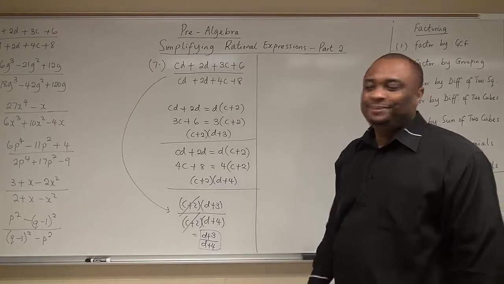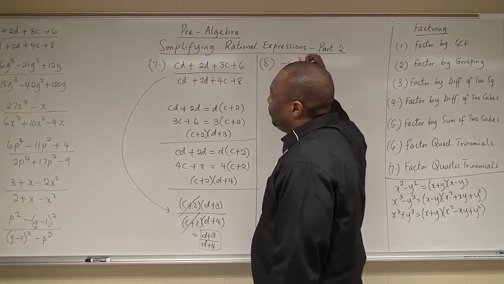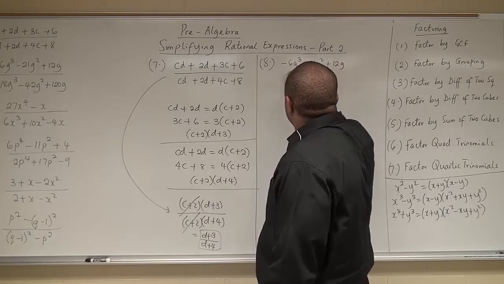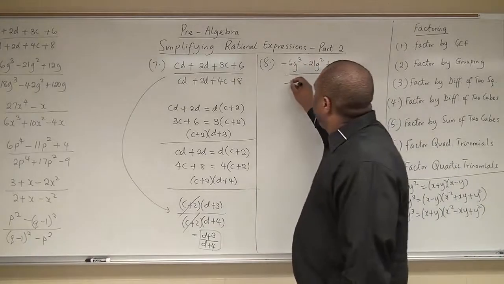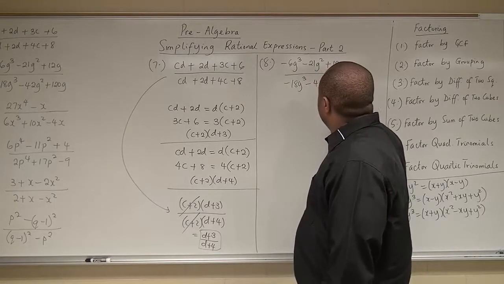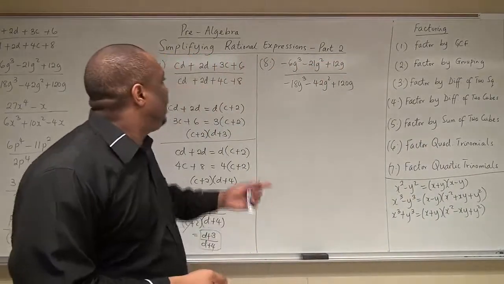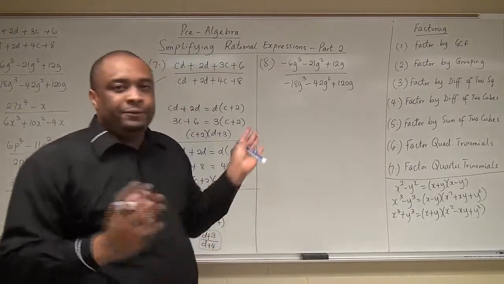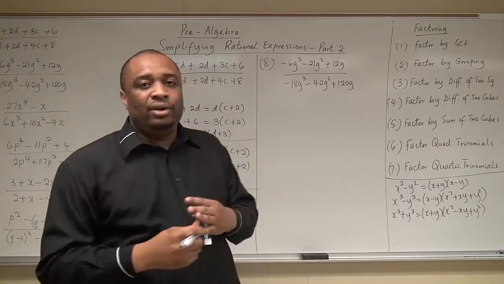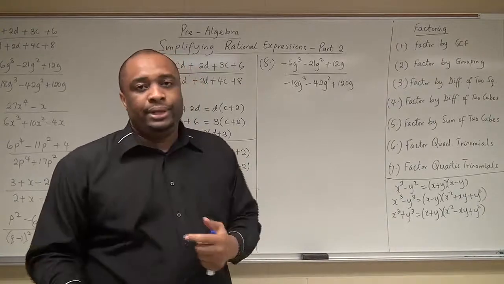That's question 7. Question 8, I have (-6g³ - 21g² + 12g) all over (-18g³ - 42g² + 120g). We talked about this: if it has a leading negative, you have to factor out the negative first. And we also said that it will be easier if we factor by GCF first. If we can factor by GCF first, then we do that.